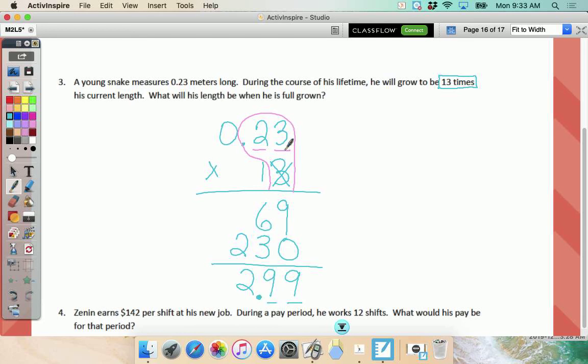Now, it kind of works out that 20 hundredths times 13 would be almost 3. Okay, but that's kind of hard for us to understand. Don't you agree? Yeah. So I think I would rather just underline and place my decimal in front of it. Okay, so that's meters. So that's a pretty long snake, isn't it? Yep. Let's go down and do the next one.